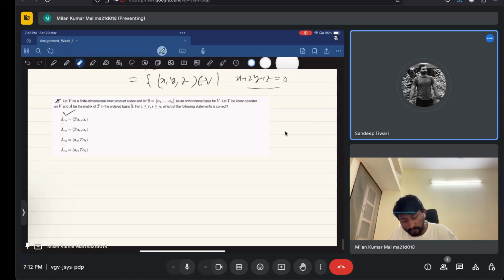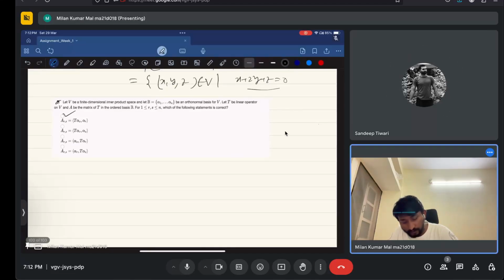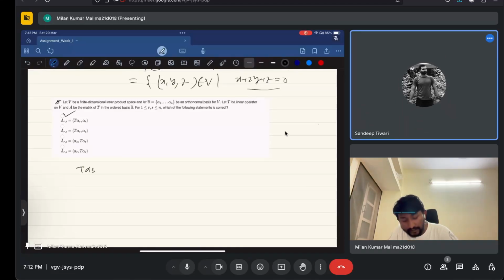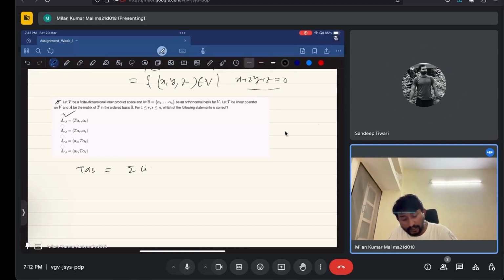Alpha S, image of alpha. Let's write T of alpha S as the summation of Ci alpha I, with I equals 1 to R. Now if I take the inner product of T of alpha S with alpha j, that equals the summation of I equals 1 to R of Ci times alpha I inner product with alpha j, and that will give only Cj, right?